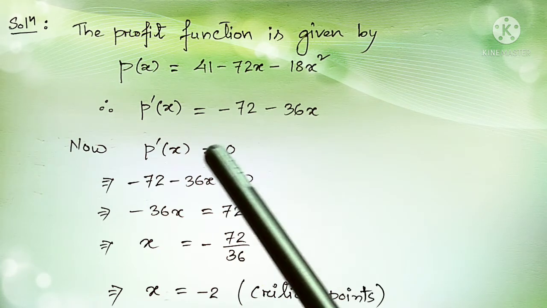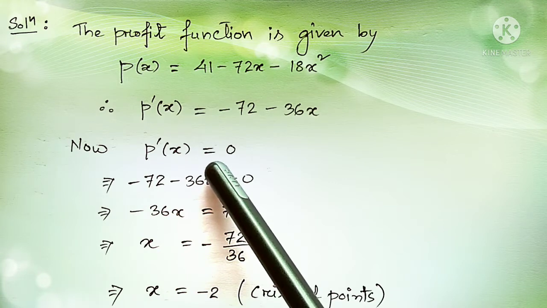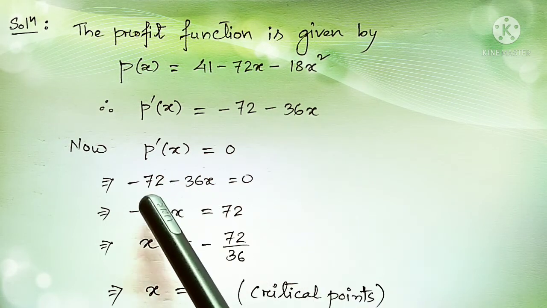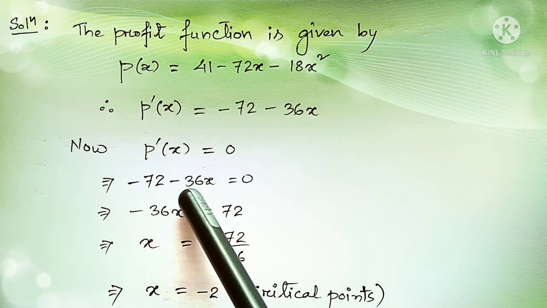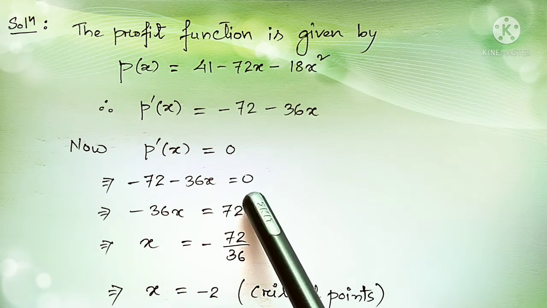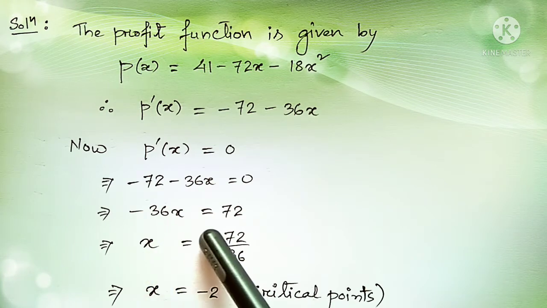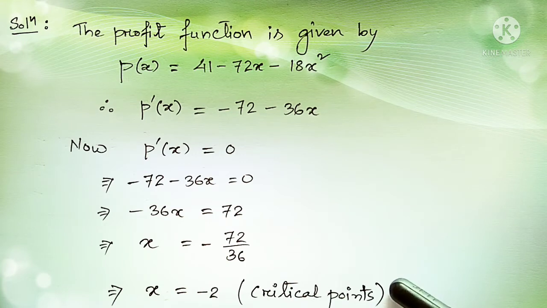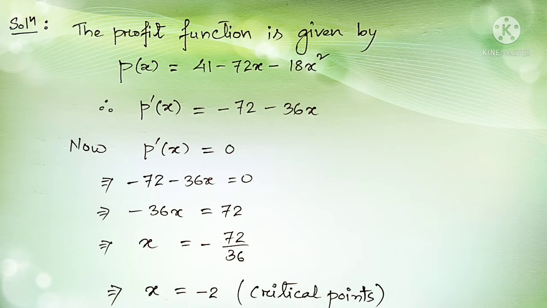Now according to our rule, we write P'(x) = 0, and in place of P'(x) we write this result: -72 - 36x = 0. From this, after calculating, the value of x is -2. This is known as the critical point. Is it clear? We don't know at this point whether we get a maximum or minimum value. For that reason we have to verify this first, and after that we find the maximum profit. Is it clear? Okay.